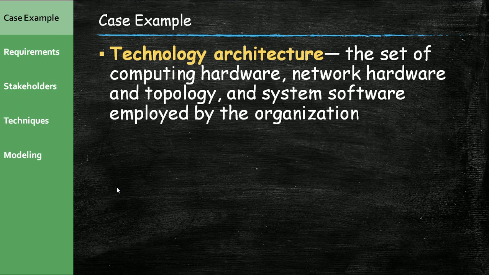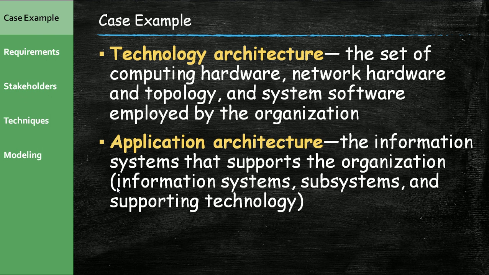So it's the virtual machines, it's the databases, it's the networking stuff, the telephones, all that technology that supports the business. Application architecture is a little more abstract. Here we're talking about the information systems that actually support the organization. These would be the systems and subsystems that are supporting the company, supporting those business processes.